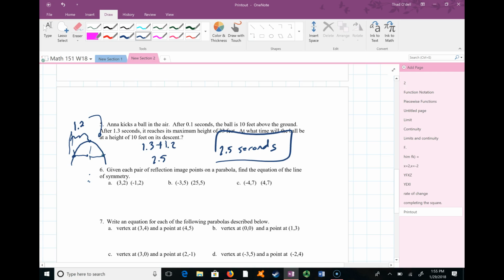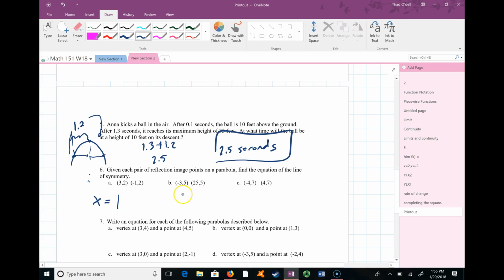Given each pair of reflection image points on a parabola, find the equation of the line of symmetry. So we know that if these are reflection images, the line of symmetry has to be exactly halfway between them. And the way you write the equation of a horizontal or a vertical line is x equals. So we're just looking for the x-coordinate between those two. From 3 to -1, that's 4, so it'd be 2. So it would be 1, x equals 1.